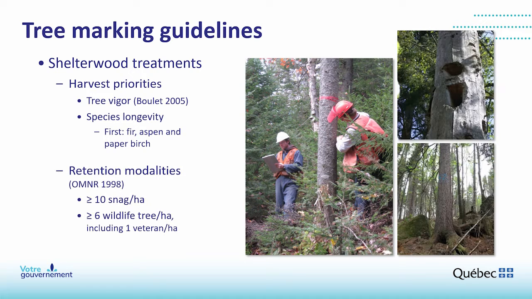We also had retention modalities. We aim to have at least 10 snags per hectare and 6 wildlife trees per hectare, including 1 veteran tree of long-lived species such as red spruce and yellow birch. And these are our target species, by the way. We want to promote the red spruce regeneration, yellow birch, and balsam fir.